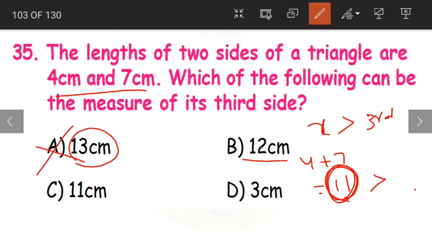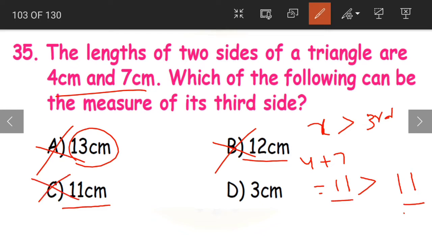Now the next option is 12. Is 11 greater than 12? No, it is not greater than 12. So again 12 is also not our option. Now next option is 11. Now is 11 greater than 11? No, it is equal to 11. So again this is also not our answer.